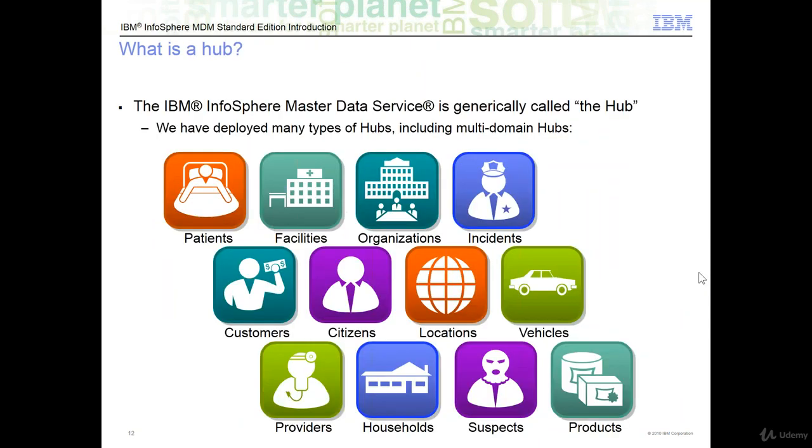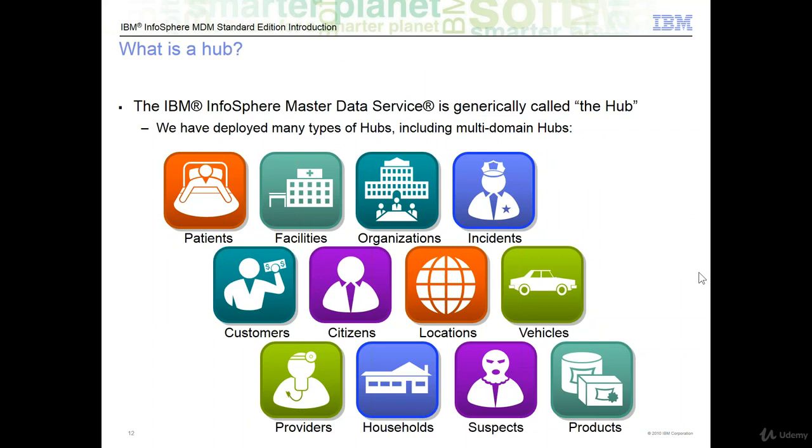The IBM InfoSphere Master Data Service is generally called the hub, where many types of hubs have been deployed, including multi-domain hubs, covering patients, facilities, organizations, incidents, customers, citizens, locations, vehicles, providers, household suspects, and products.